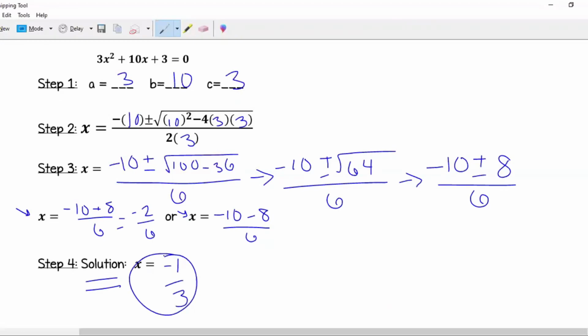My second solution, negative 10 minus 8 is negative 18 over 6. And negative 18 divided by 6 is negative 3. So there you go. That is two examples of how we can use the quadratic formula.